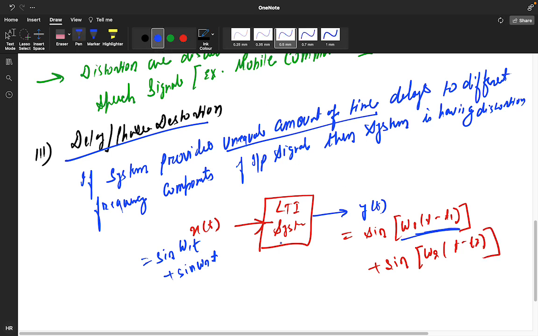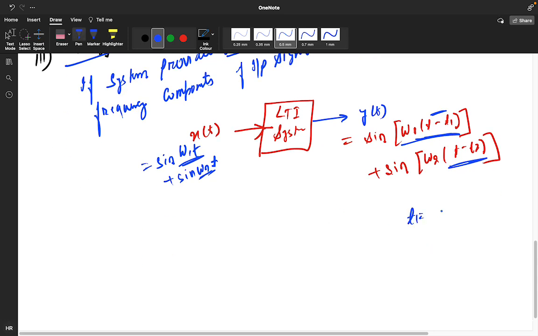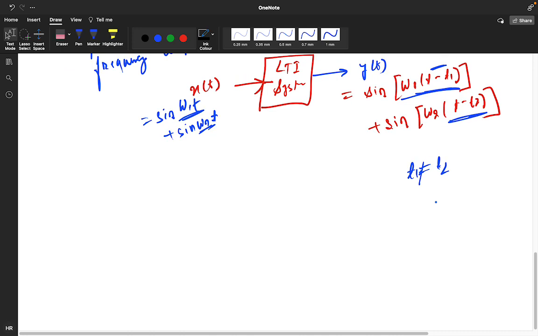See, for omega 1 the signal is sine omega 1 t minus t1, some distortion came. Omega 2 input was there, but in the output we are getting some kind of distortion. Here one thing is that t1 should not be equal to t2. If t1 is not equal to t2, only then the delay distortion will come. And we have a distortionless LTI system.